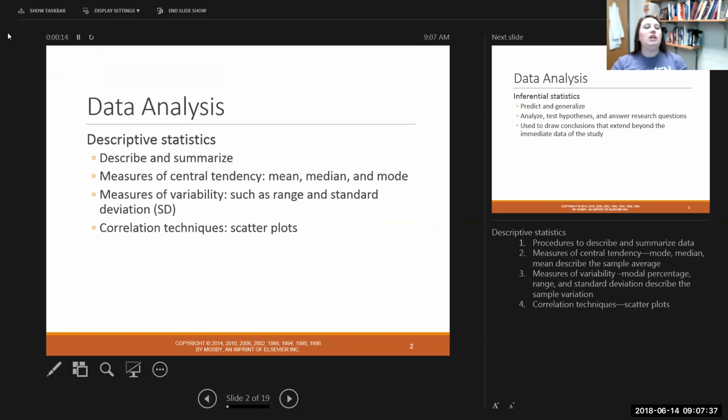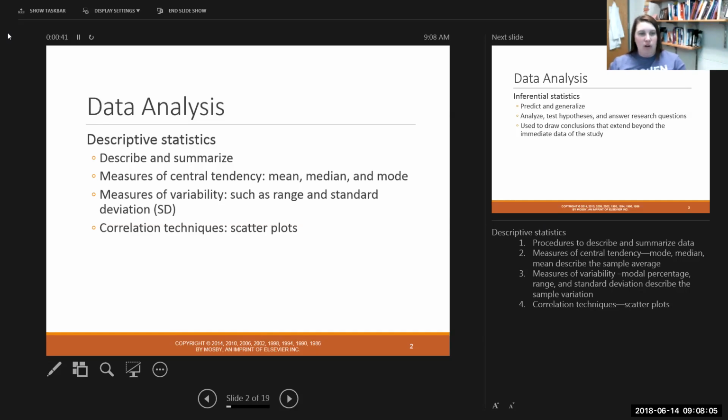So when we are looking at data analysis, we have our descriptive statistics. Those are kind of our easy ones. They describe and summarize what we were looking at. Those are those measures of central tendency, of mean, median, and mode, measures of variability such as range and standard deviation, and then maybe correlation techniques of scatter plots. If we look at all this data in one piece, what is it showing us?